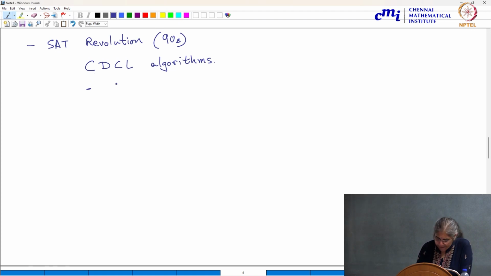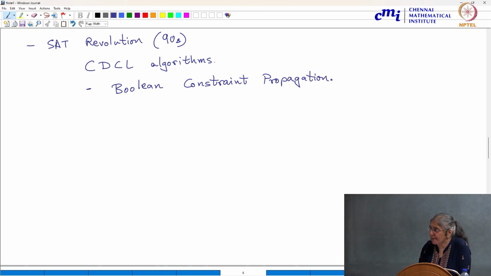The first ingredient is what I would call Boolean constraint propagation. Which seems a bit of an overkill. I mean, we are in the Boolean world anyway. So Boolean and constraints, of course. So maybe more commonly it's called unit propagation.